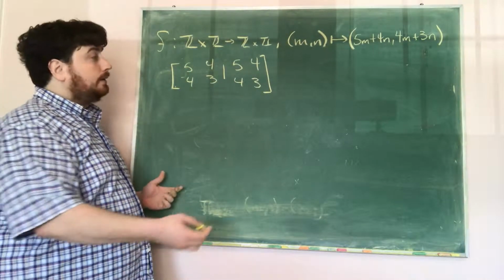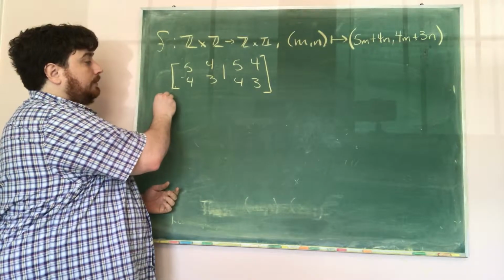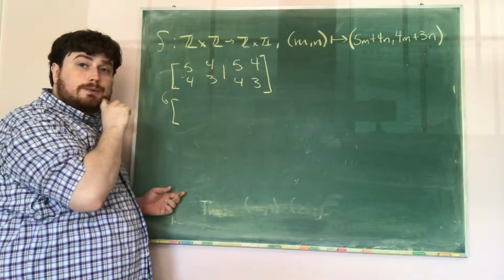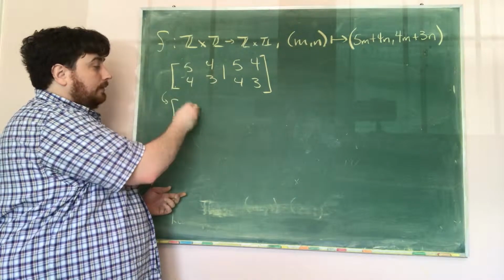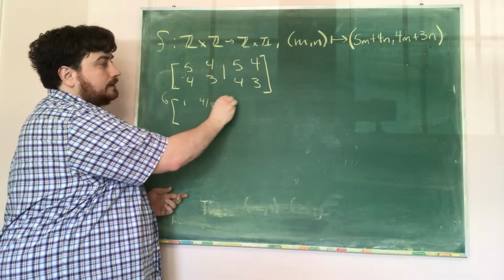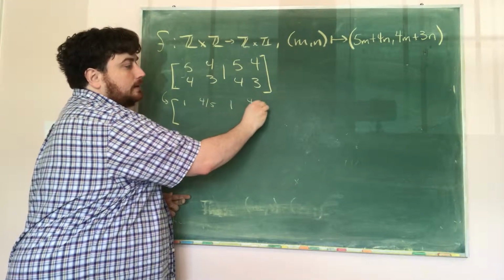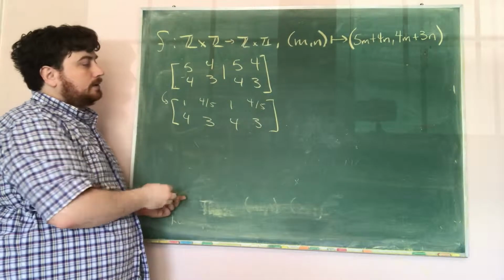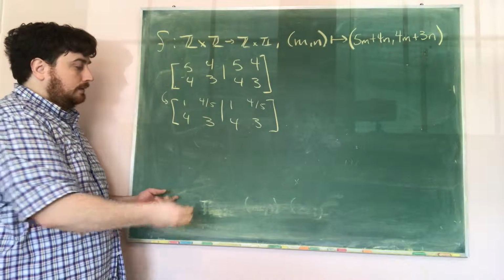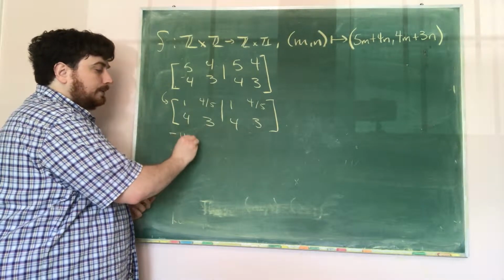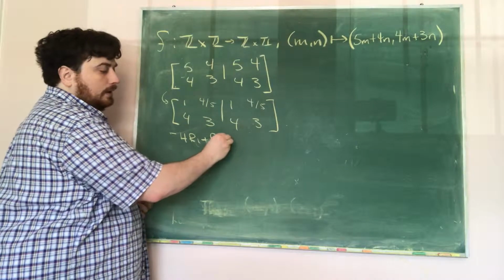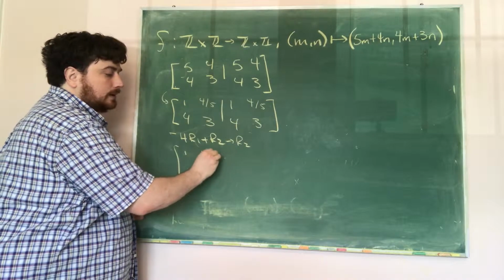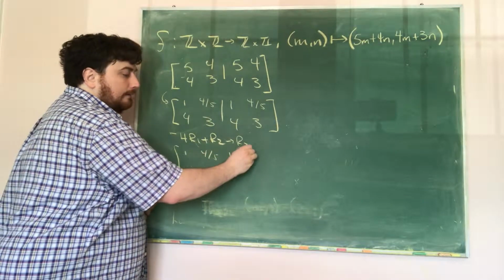And so if I start row reducing this, I'm going to use the same process I did before. And I'm going to try to turn this into a 1, 0, 1, 0 and see what's left over. And so I would divide by 5 and I'd get 1, 4/5, 1, 4/5, 4, 3, 4, 3. And so I just took row 1 divided by 5. Then I'm going to take -4 times row 1, add that to row 2, and plug that into row 2. And so what I'm left with is the first row stays the same, 1, 4/5, 1, 4/5.